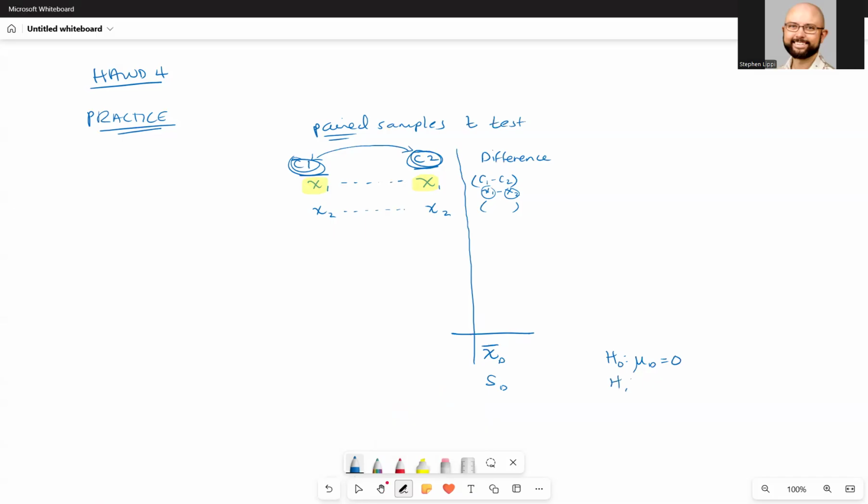The alternative is that this can be not equal to zero, meaning that it's some positive or negative value, or you can say that it's greater than zero or less than zero, depending on the way you're doing your subtraction and the way you believe the effect is actually going.